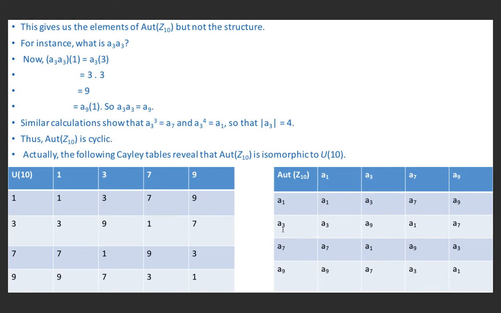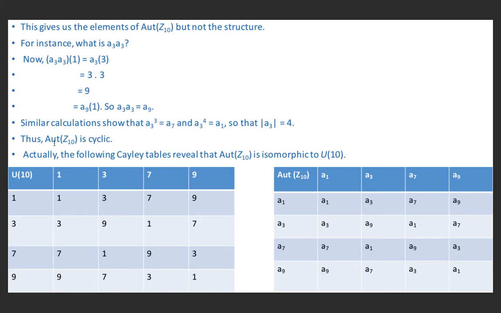And one may verify here that A3 into A3 is equal to A9. So we have proved A3 into A3 is A9. Similarly, we may verify that A3 cubed is equal to A7. A3 raised to power 4 is A1. So the order of A3 is equal to 4, because A1 is the identity automorphism. We know by the definition of the order of an element that it is the least positive integer n such that a raised to power n is equal to e. Here A1 is the identity element and A3 raised to power 4 is A1. Therefore the order of A3 is 4.